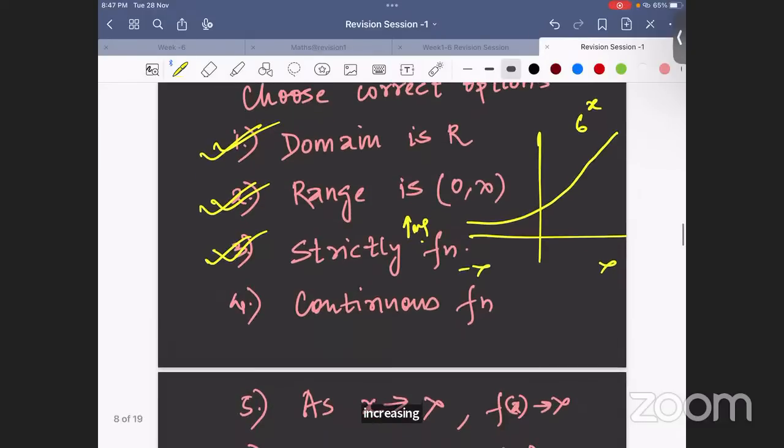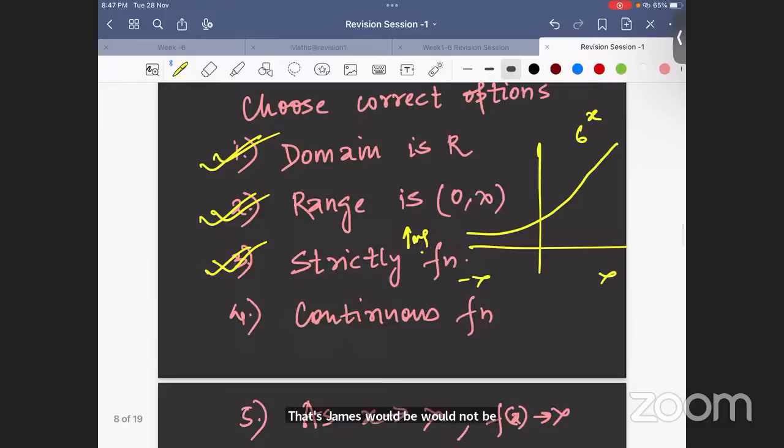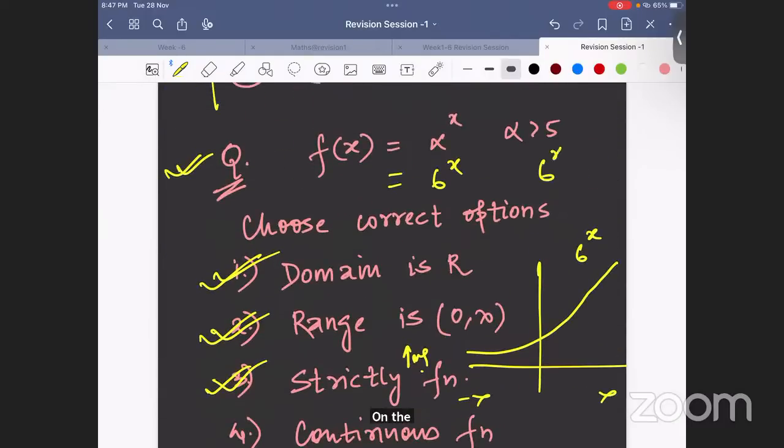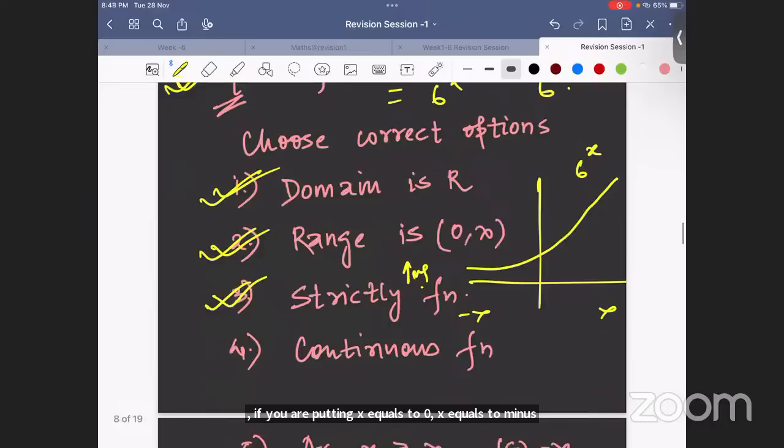The range would not be 0 to infinite, right? Because alpha is taking values greater than 5. Alpha taking greater than 5 is fine, but you will be having 5 to the power x, right? If you are putting x equals to minus infinite, what value will you be getting? Yes, correct. The range will be from 0 to infinite. It will be strictly increasing. It will be a continuous function, right? Why continuous?